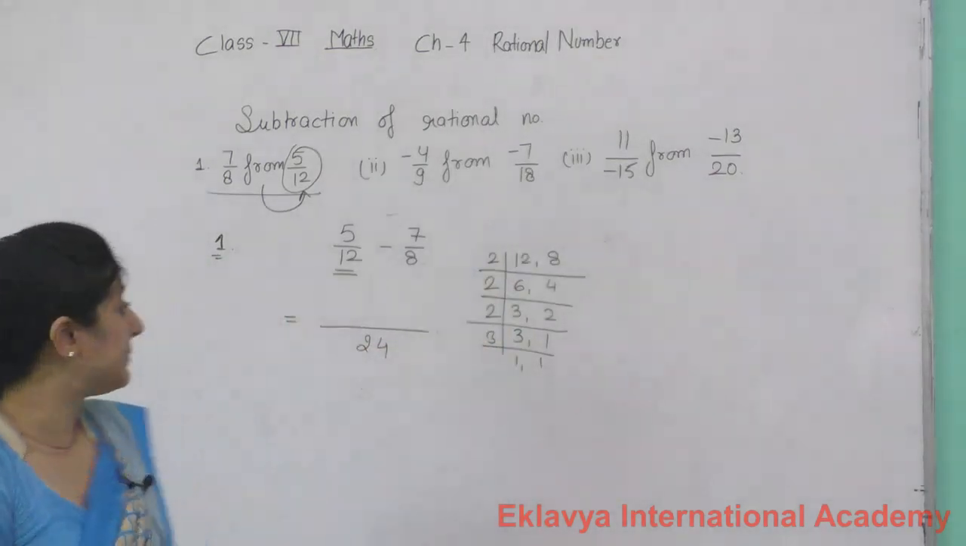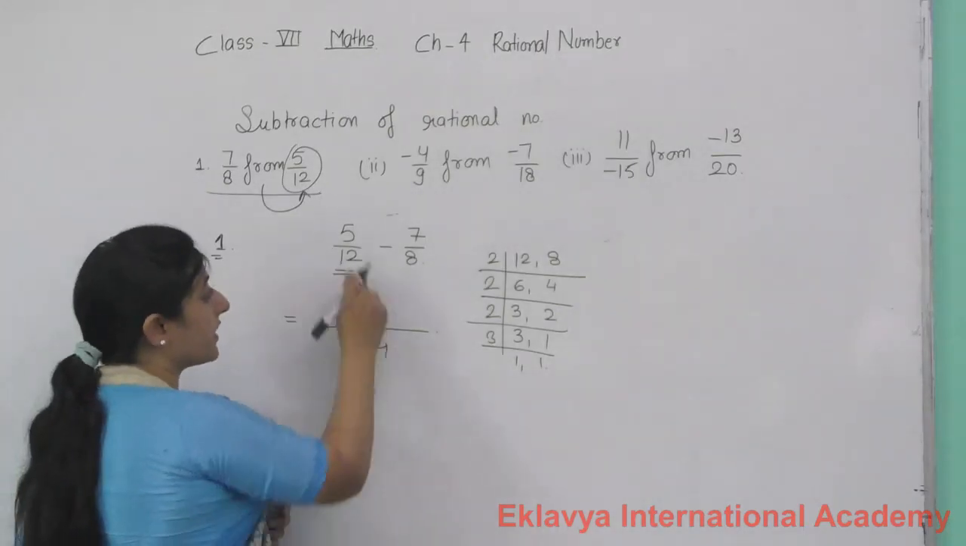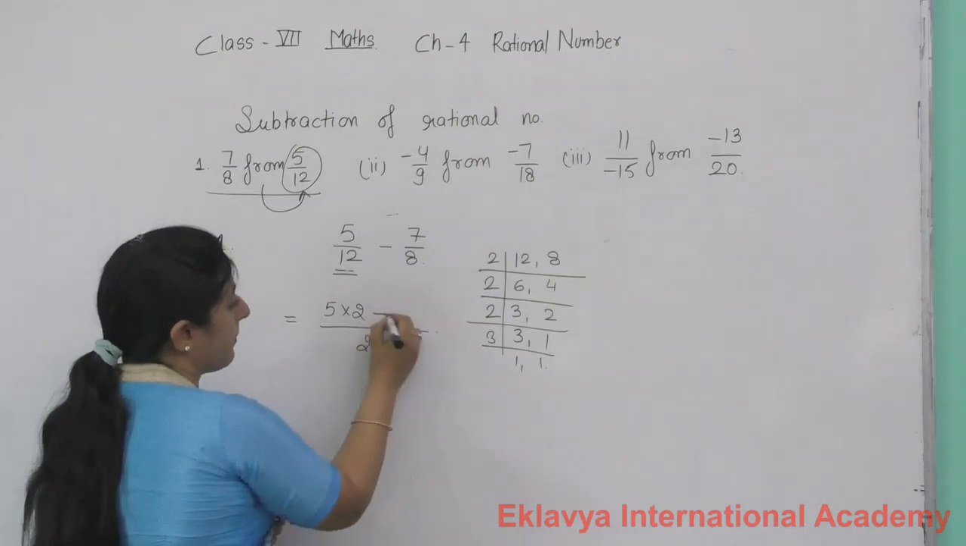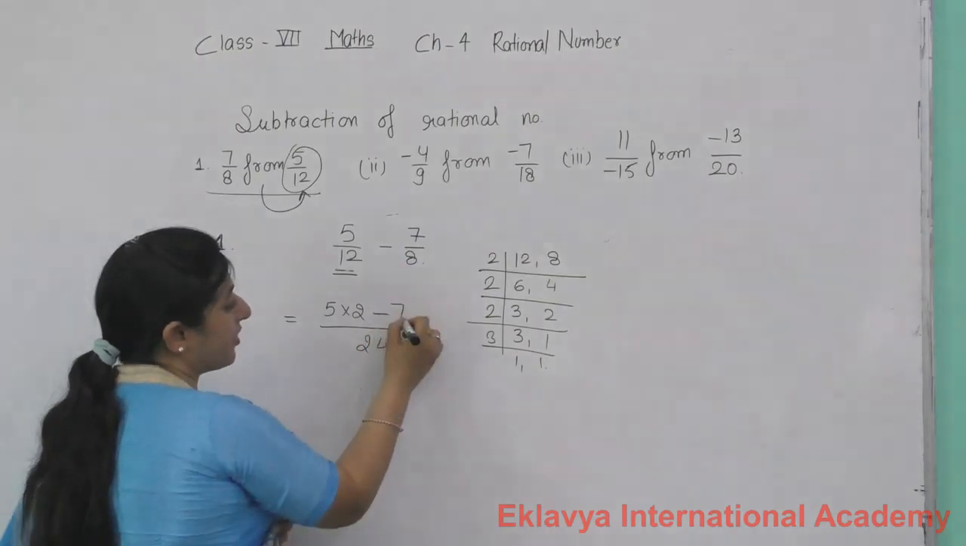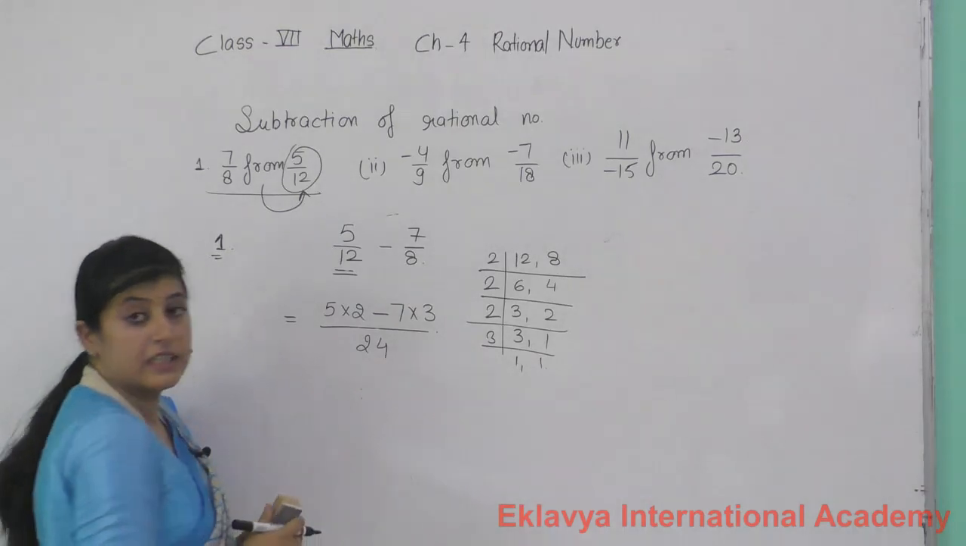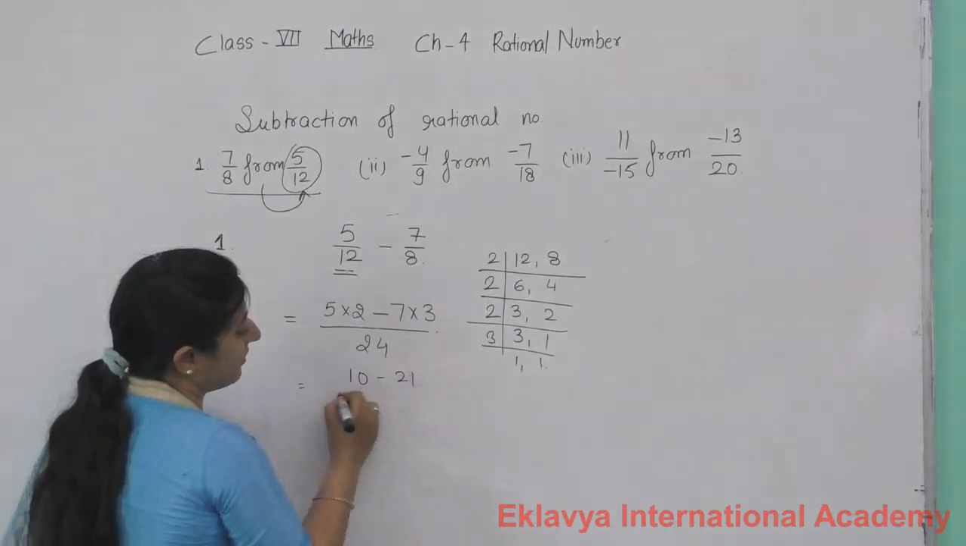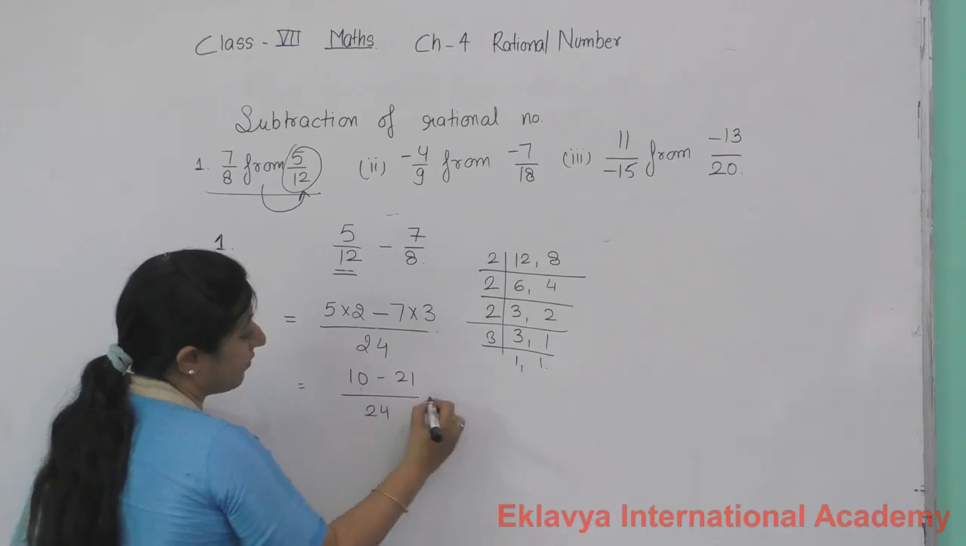Now solve it. 12 twos are 24. Then 5 multiplied by 2. Minus 8 threes are 24, it means 7 multiplied by 3. Then it becomes 5 twos are 10 minus 21 divided by 24.